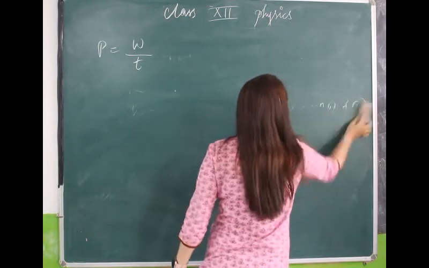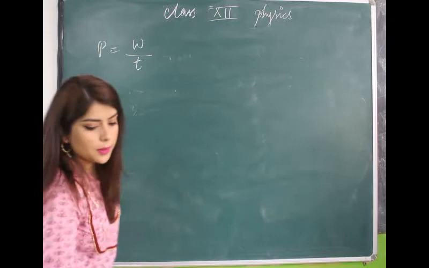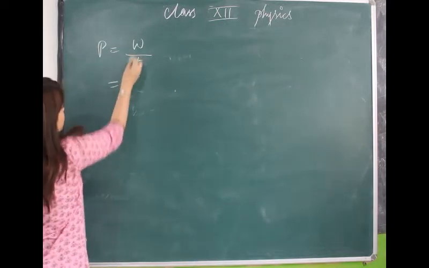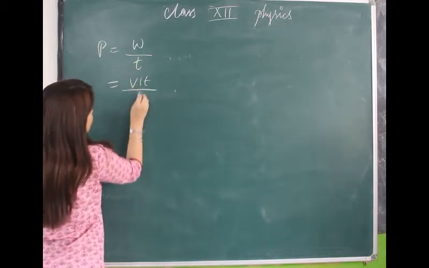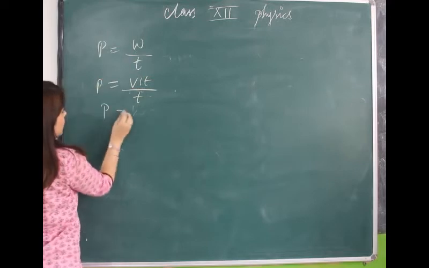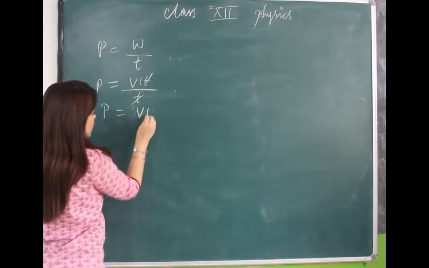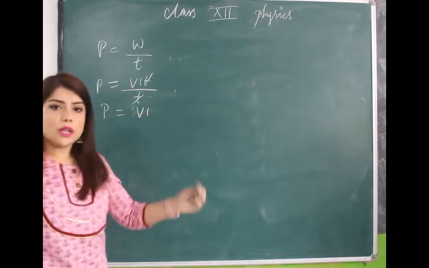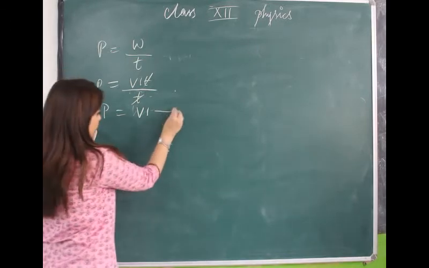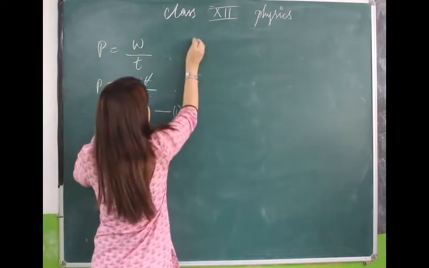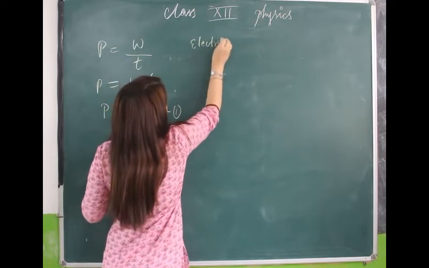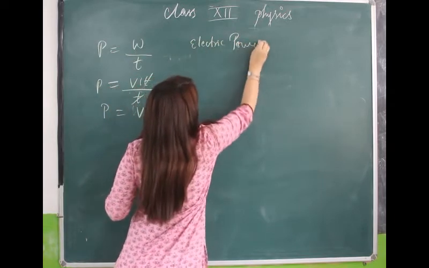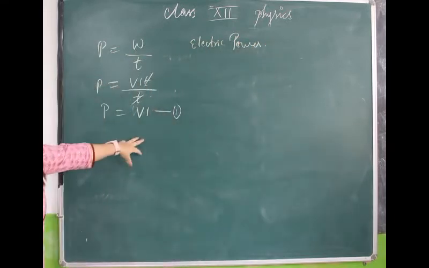Now, W was VIT divided by T. So power becomes, T gets cancelled, V into I. There are many equations of power. This is one. You can write it as electric power, first equation.